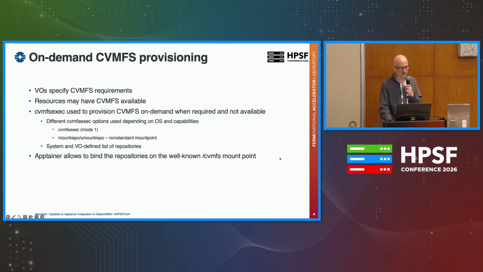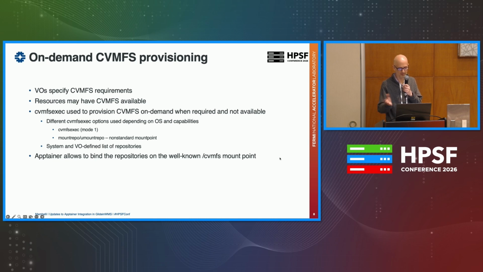So a problem that we had is that some sites either didn't want or didn't have the ability to install CVMFS. So if a VO, an experiment, is counting on that, when they specify that they need it, if it's not available locally, we currently use CVMFS exec, a tool to provision it on demand whenever it's not available. There are different ways to use that.